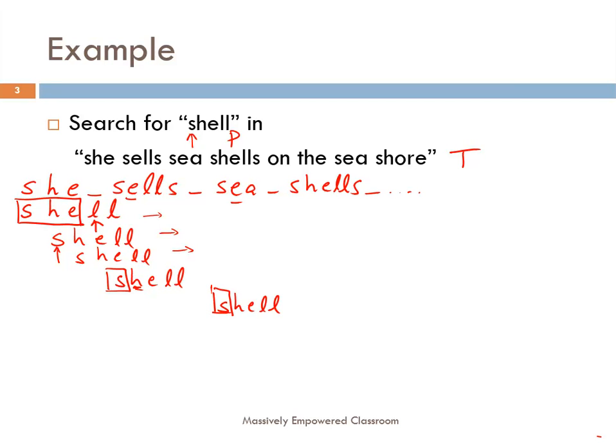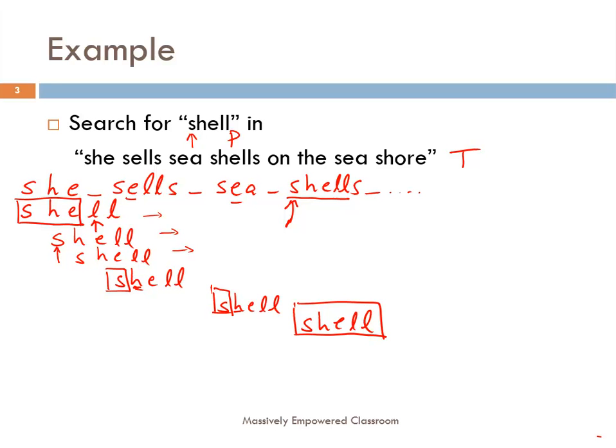But this E and the H won't match. Finally, when we come here, you will write shell here, right? All of the 5 characters will match these 5 characters in the string. Then the algorithm returns the index of this position as the answer, as the return value for the successful search.